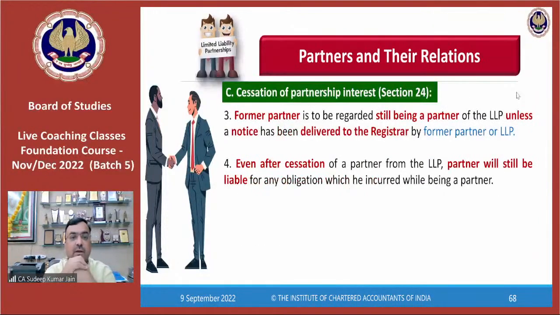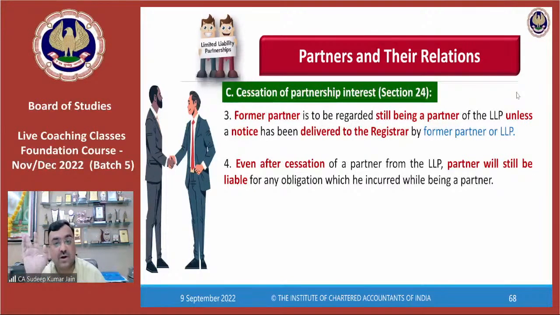Let's move ahead. Former partner, important point. A descriptive question may be asked on this point. A former partner is to be regarded as still being a partner of LLP unless a notice has been delivered to the registrar by the former partner or LLP. It means the notice of end of the partnership or resignation of the partner can be given to the ROC by the partner or by the LLP.